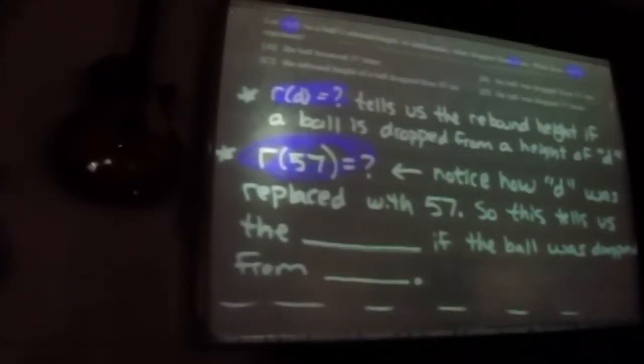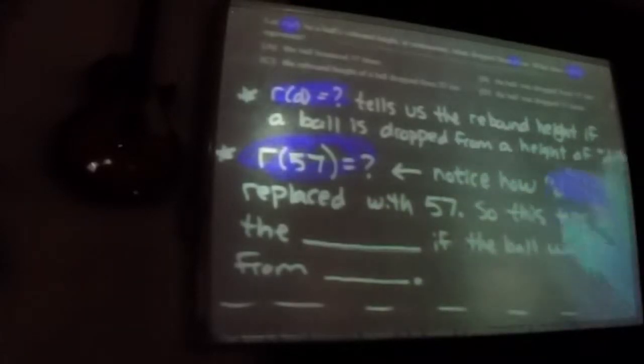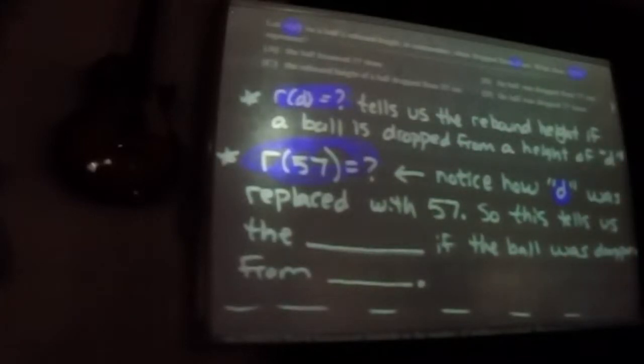What did we replace? We had R of D and now we got R of 57. So what letter is replaced? D. And what is D in this equation? The height. Yeah, the height, the distance dropped. So we've replaced the distance dropped with a 57.